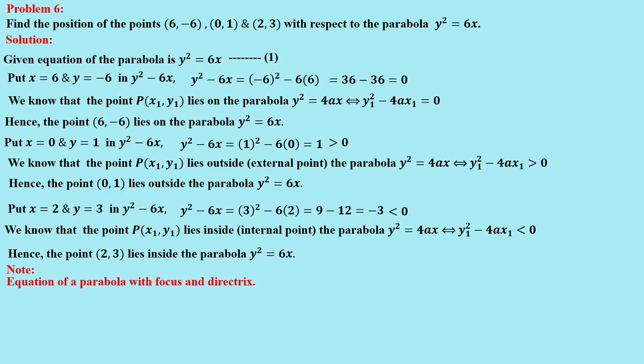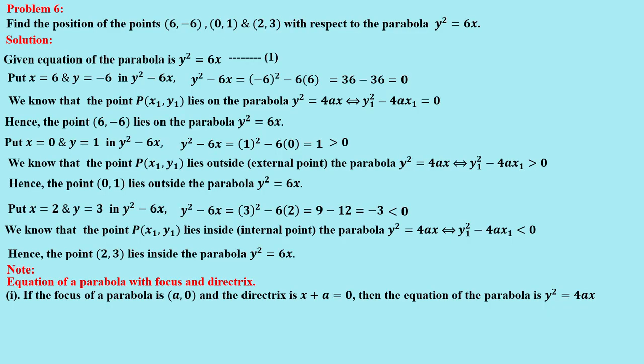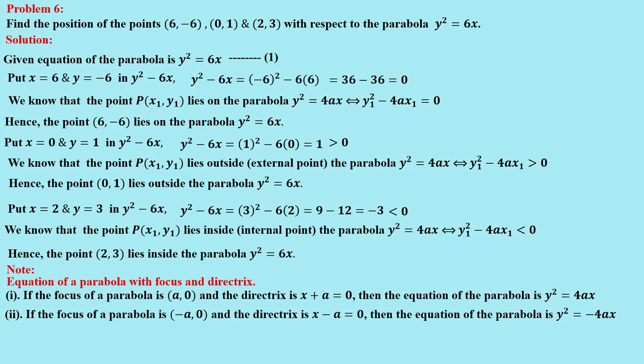Next, note the equation of the parabola with focus and directrix. If the focus of a parabola is (a, 0) and the directrix is x plus a equal to 0, then the equation of the parabola is y square is equal to 4ax. If the focus of the parabola is (minus a, 0) and directrix is x minus a equal to 0, then the equation of the parabola is y square equal to minus 4ax.